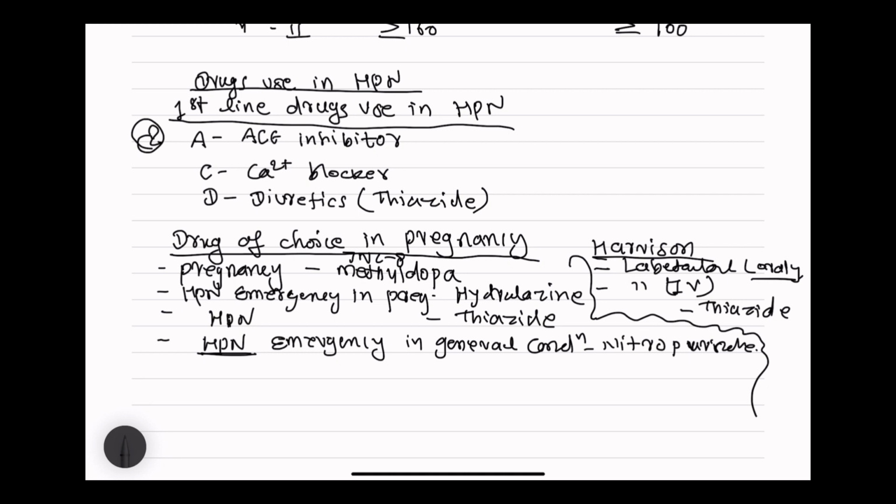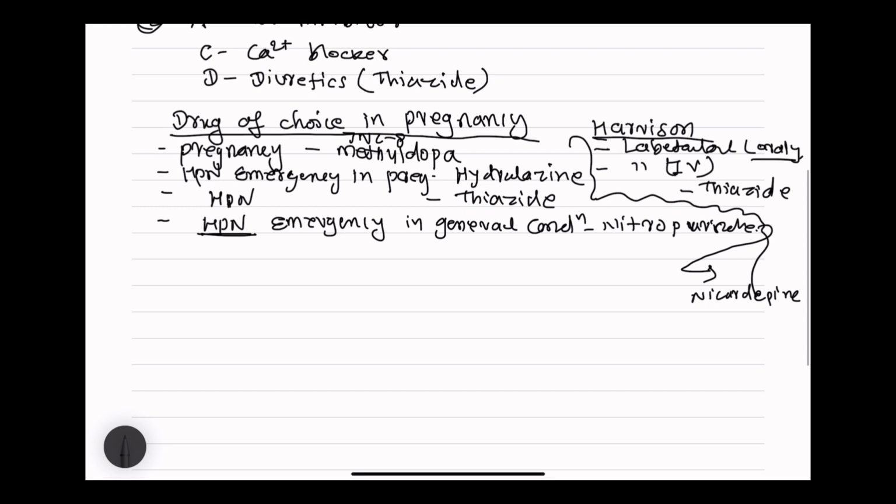So there is no difference between Harrison and JNC 8 in the case of hypertension. And for a hypertensive emergency in the general condition, according to Harrison, they recommended nicardipine. So these are the drugs used in pregnancy in case of hypertension.